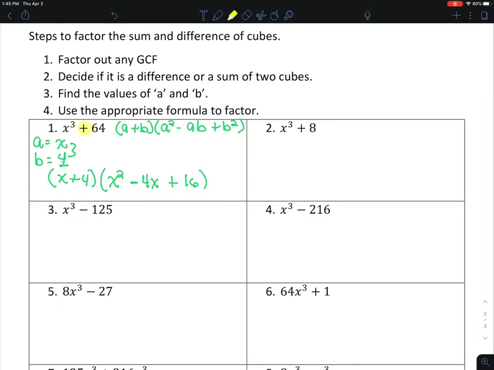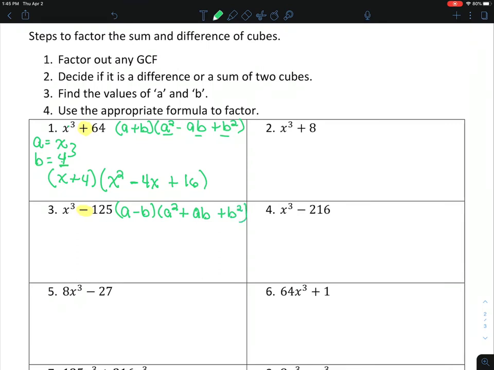So, is this a sum or is it a difference? You are correct. It's a difference. So because it's a difference, I'm going to use the formula a minus b. And remember, all of these pretty much stay the same. It's just the sign that changes. So a squared, so it's the same opposite. So that's going to be plus ab, always positive, plus b squared.